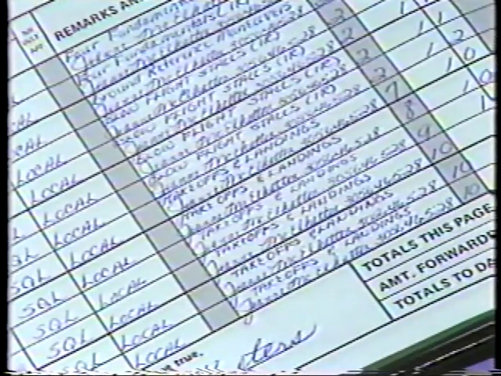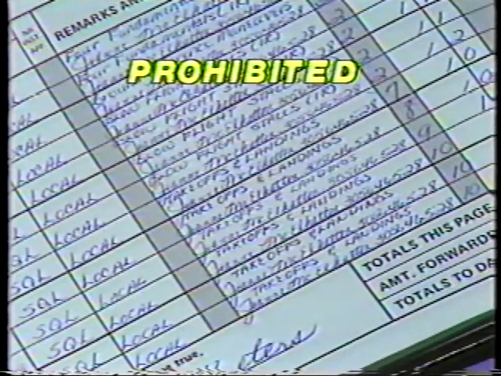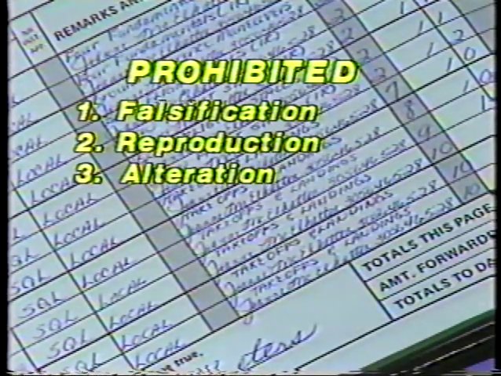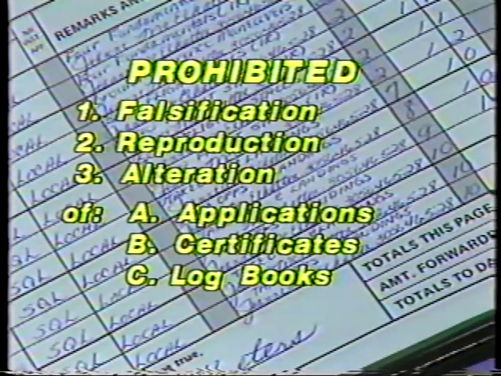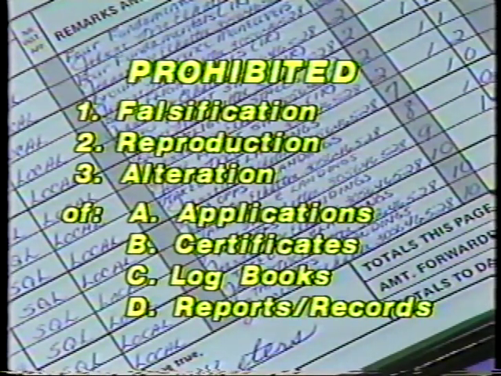For night experience, no person may act as pilot in command of an aircraft carrying passengers during the period beginning 1 hour after sunset and ending 1 hour before sunrise, unless within the preceding 90 days he has made at least 3 takeoffs and 3 landings to a full stop during that period in the category and class of aircraft to be used. Part 61.59 concerns falsification, reproduction, or alteration of applications, certificates, logbooks, reports, or records.